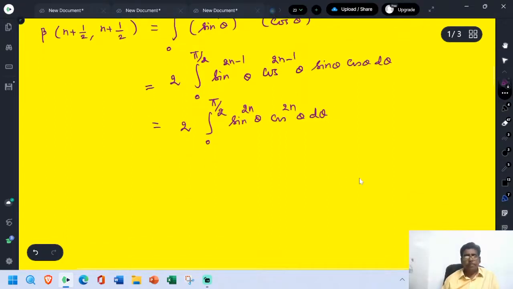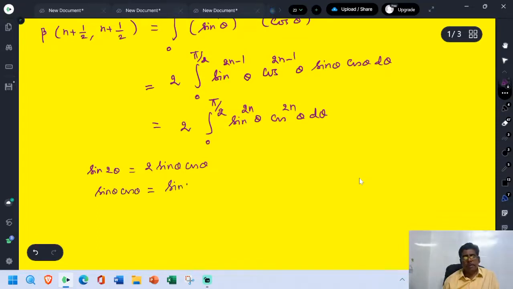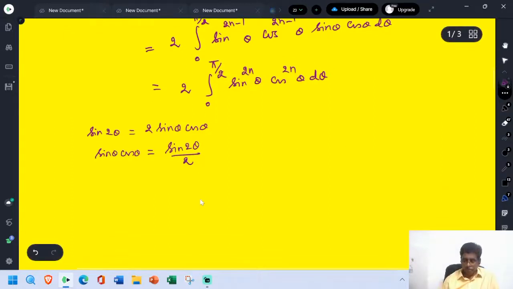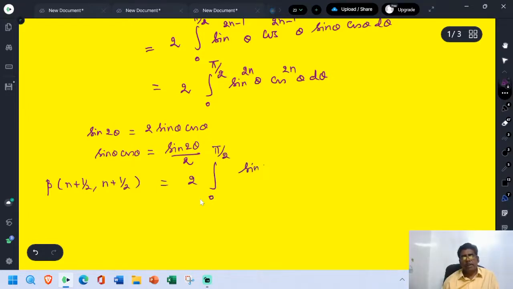We have to use the formula sine 2 theta equals 2 sine theta cos theta, which means sine theta cos theta equals sine 2 theta by 2. With the help of this formula, we should rearrange the above equation. Beta of n plus half comma n plus half equals 2 into the integral from 0 to pi by 2 of sine power 2n theta cos power 2n theta, which is modified as sine 2 theta by 2 whole power 2n, into d theta, using this formula.